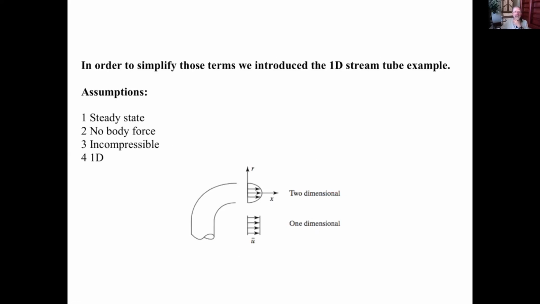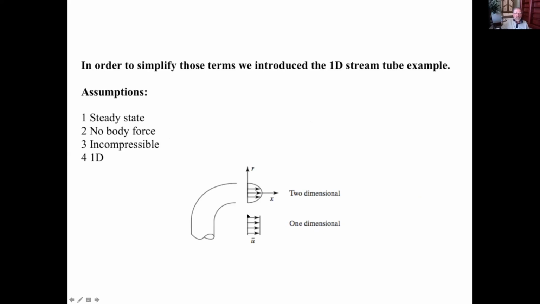Then, in order to simplify those, we tried to come up with a one-dimensional model, and we called that the stream tube. And we made some assumptions. We said, okay, it's steady state. At this point, there are no body forces. And also we said incompressible, although it doesn't change the equation too much, just to make it simple. And we tried to do 1D.